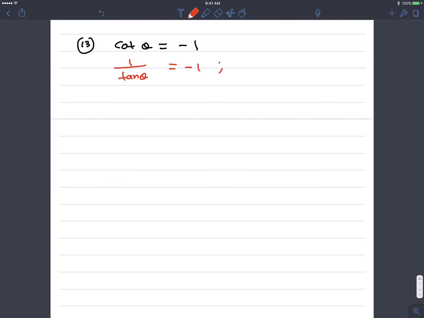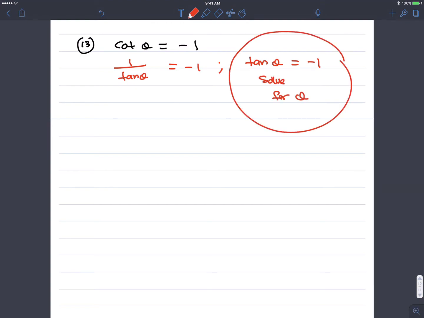And then what does that actually mean? It means tangent theta is what? -1. We have to solve this for what? Theta. Now, you don't have to. You could have said, can I use the definition of cotangent, adjacent over hypotenuse, and find a reference as well? And I would say yes, you could have actually done that. You could do it the same way. But, for myself personally, I'll just convert this to a nice tangent equation.